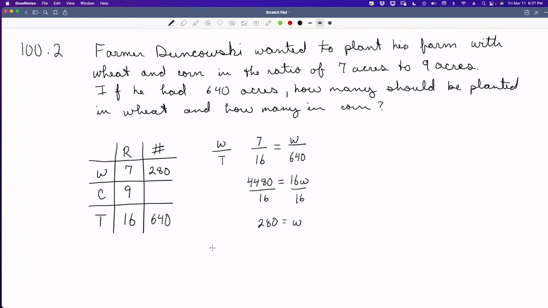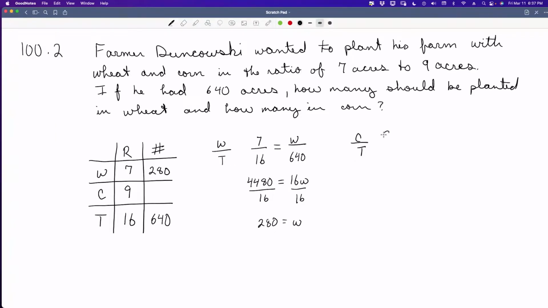280 acres is wheat. So now I can do the same thing with corn, or I can simply subtract this from 640, which would probably be a little bit easier. And that would be 360, I believe. Is that right? Maybe not. Maybe I'm doing my math wrong. So let's just go ahead and do it like this. This is the way we need to know how.